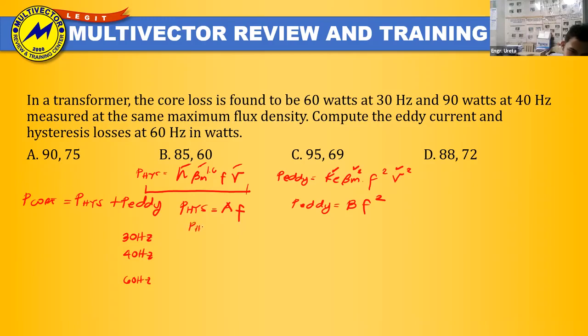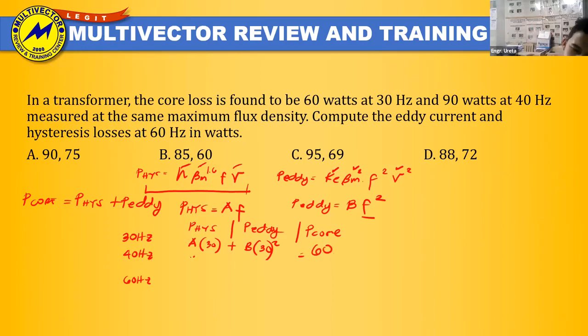Okay, this is hysteresis, sir. This one is eddy current. Of course, their total is the core. Okay, so what was said? The hysteresis loss at 30 Hz, what is the formula for our hysteresis? A multiplied by the frequency F, which is 30, plus our eddy current, which is B multiplied by F squared, which is 30 squared. Okay, so when we sum that up, those are core losses. Our core losses at 30 Hz is 60 watts.